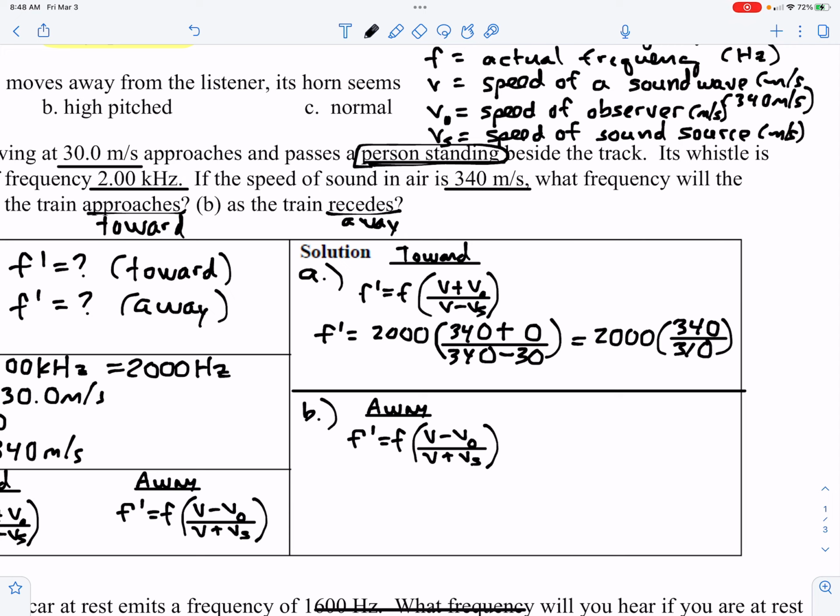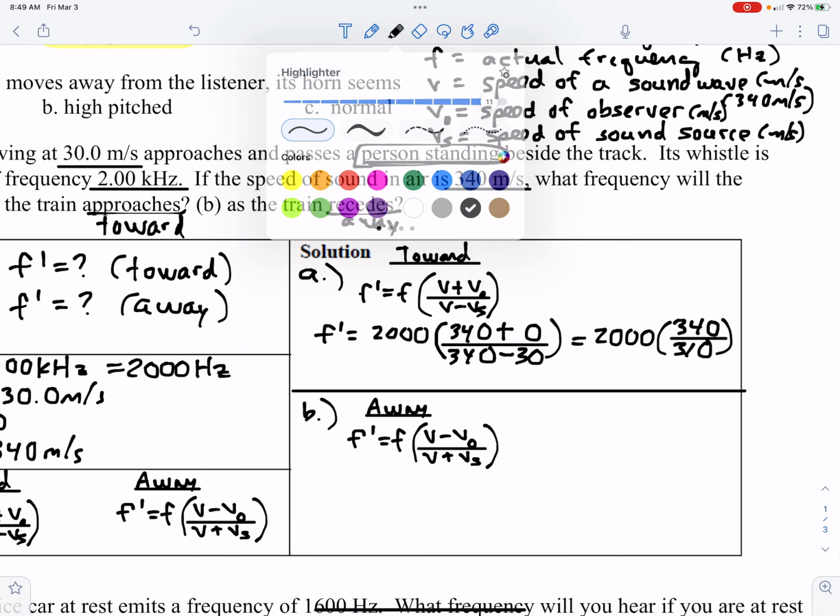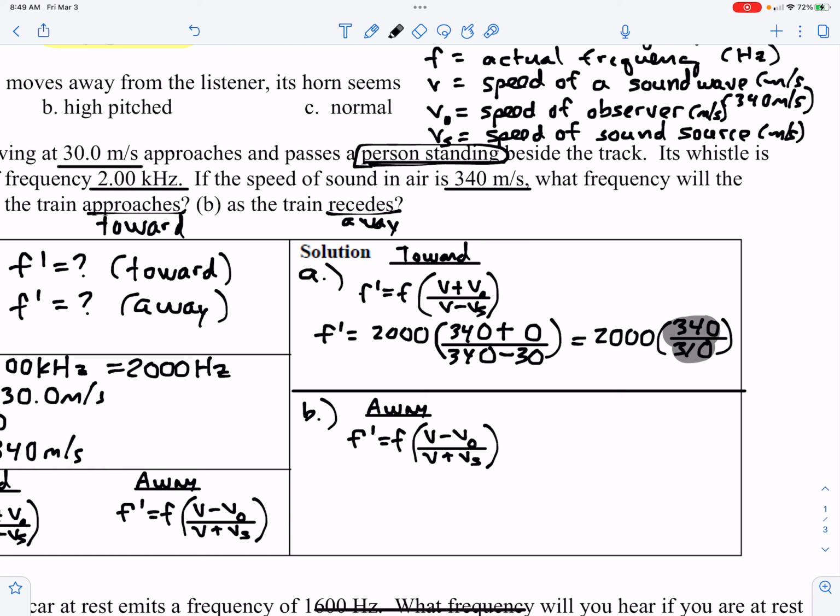So a good way to start this with your calculator is begin by dividing those right there. Okay, 340 divided by 310. And then go ahead and multiply that by 2,000. Doing so, you're going to get a perceived frequency of about 2,194 hertz. So the actual frequency of the train whistle is 2,000 hertz, but if it's coming toward you, you're going to perceive something higher than that, almost 200 hertz higher because it's coming closer.